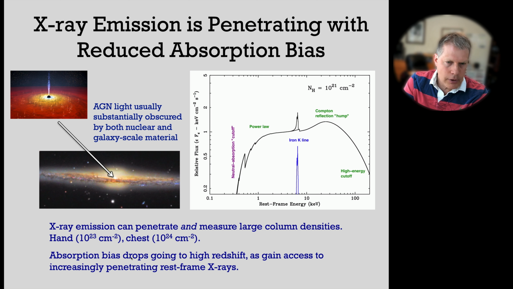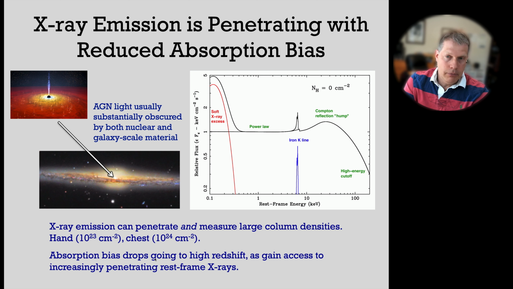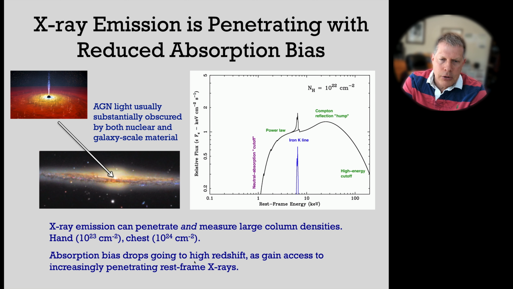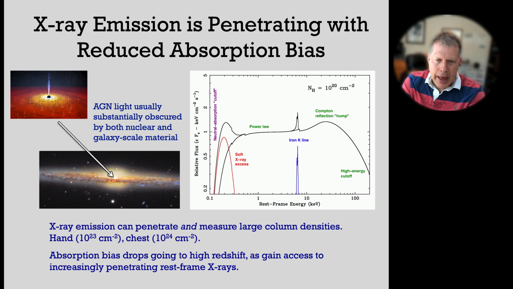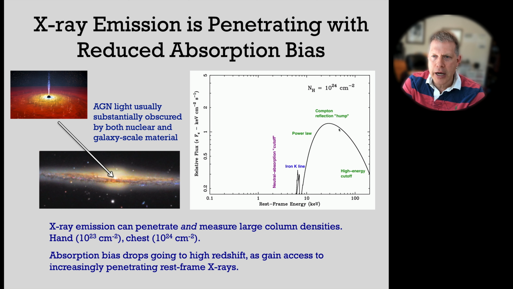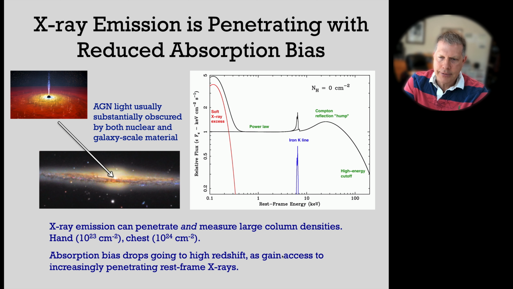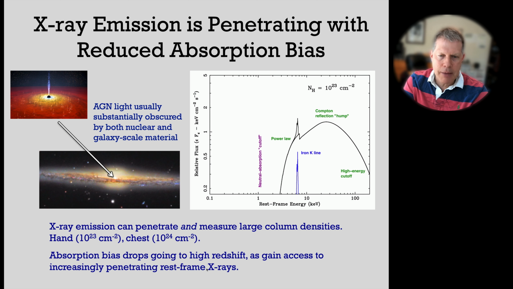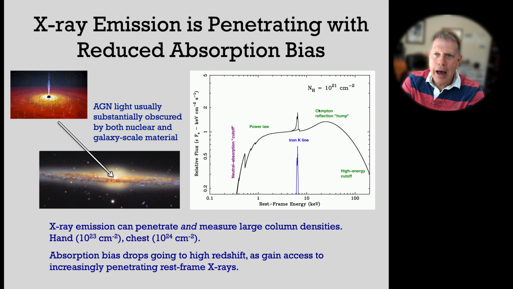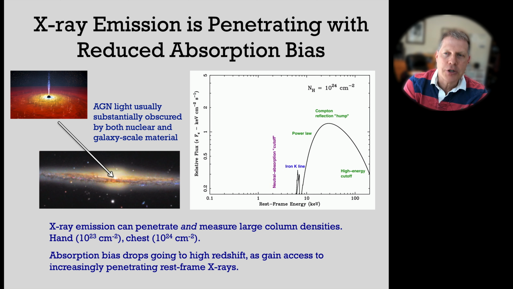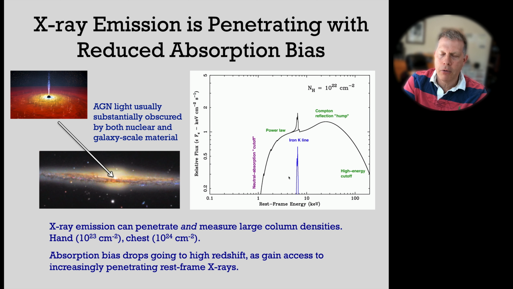Now, this absorption bias with the X-ray approach has another important advantage, and that is it drops as you go toward high redshift. As you go toward high redshift, the high energy X-rays are cosmologically redshifted downward in energy. So in a fixed observed frame band, you gain access to increasingly penetrating rest frame X-rays. And so as you go to high redshift, the absorption effects actually become less and less, which is a very important advantage of the X-ray approach.